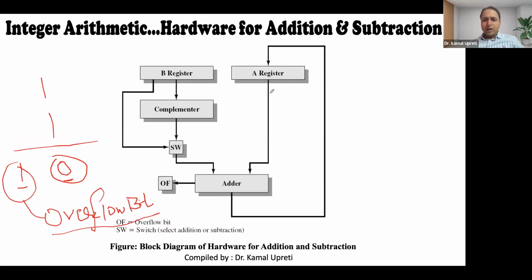Now later on, you can see here, after the switch, we are just performing an addition. Like you can see here, 1 is coming from this side and 1 is coming from this side. If I'm just performing an addition, it becomes 1 plus 1, which is 0, carry 1. So it means 1 becomes an overflow bit. This is the thing.